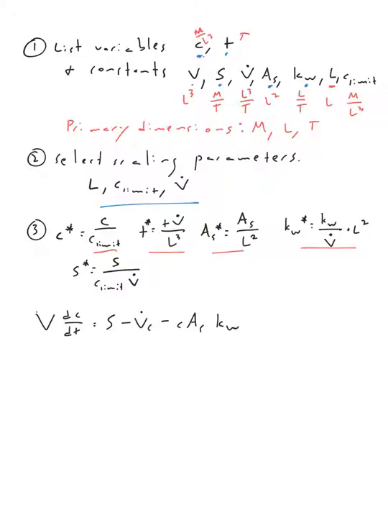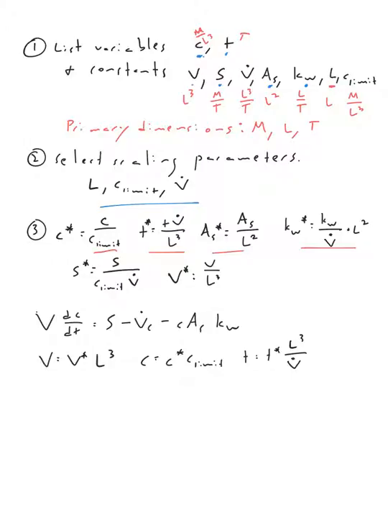So V is in this equation. What will we replace it with? Oh, hey, we didn't do V. We will replace it with V star L cubed. C is in this equation. We will replace it with C star C limit. T is in this equation. We will replace it with T star L cubed over V dot. Again, I am just solving for these variables and constants using these relationships I set up.